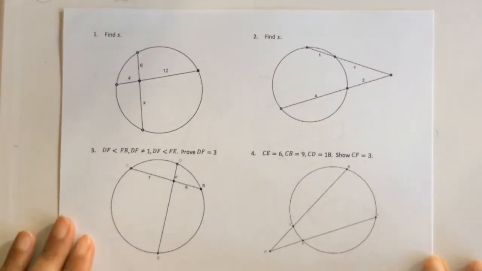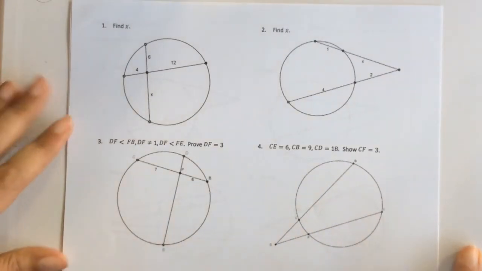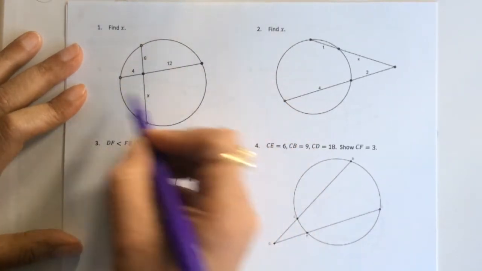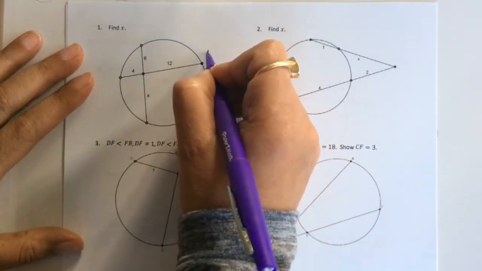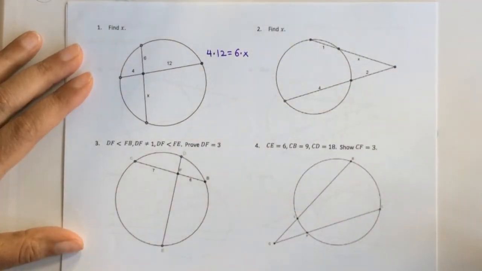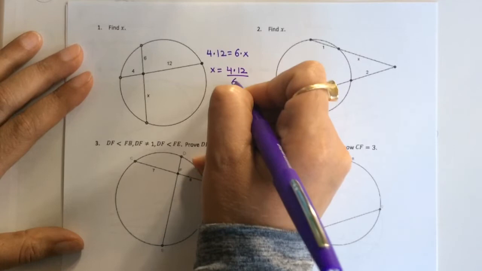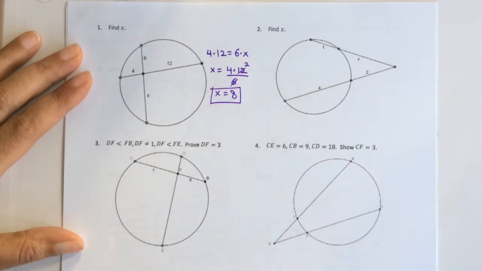Now that you've understood these 3 theorems in more detail, let's start looking at how we are going to use these theorems to figure out the missing side length. So here I'm looking at 2 secants that are intersecting inside the circle. So I know that 4 times 12 should equal 6 times x. This is the first theorem that we looked at today. So x will be 4 times 12 divided by 6. This is going to give me x equals 8.